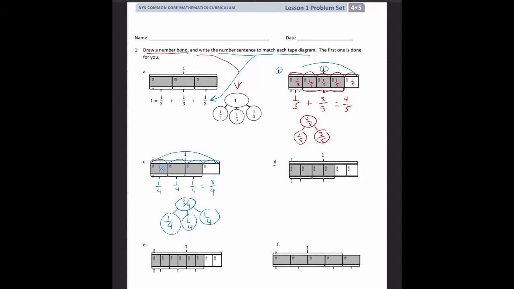So moving on to D. So again, we've got the one whole thing. I've got 1, 2, 3, 4, 5, 6 this time. So each of these is a sixth. This first little bit shows me 2/6, and that shows me 2/6. 2/6 plus 2/6 equals 4/6. 4/6. 2/6 plus 2/6.